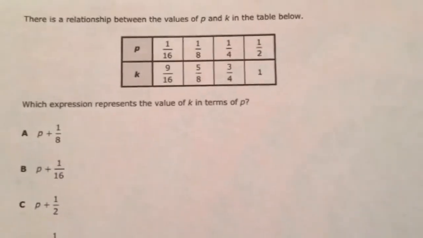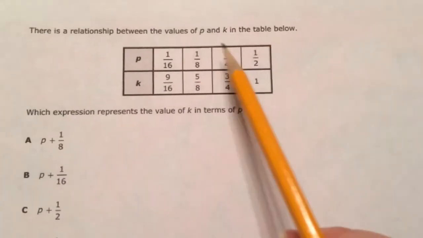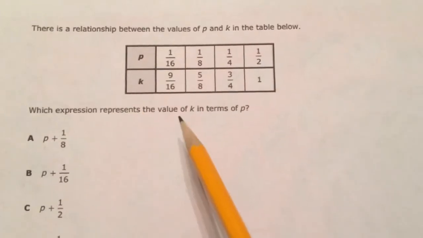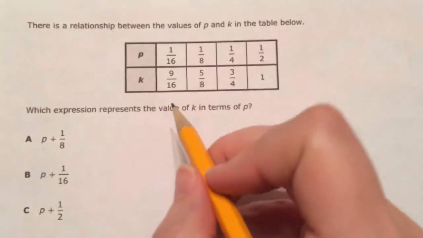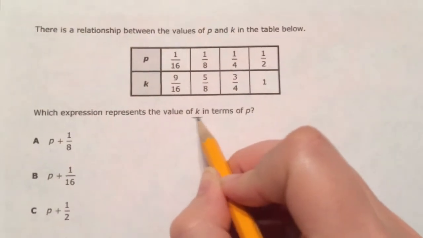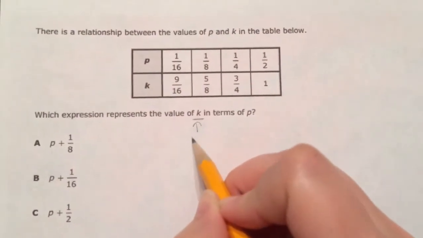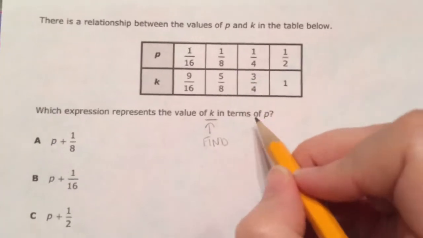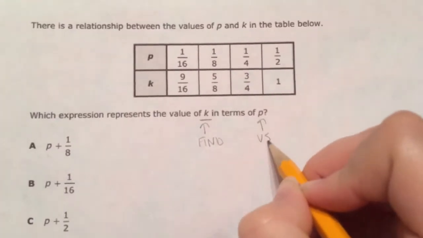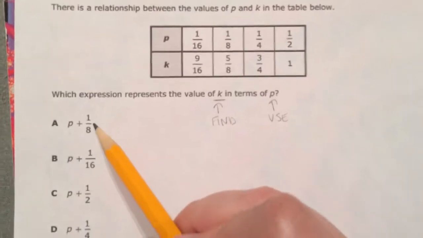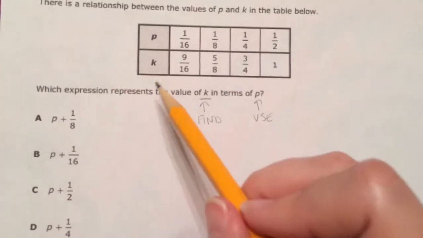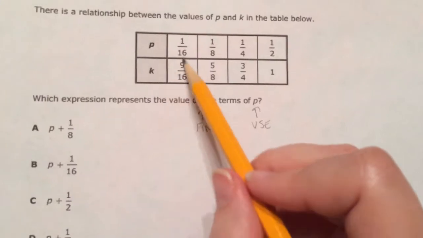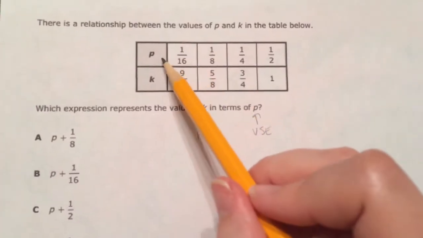So it says there is a relationship between p and k. Which expression finds k, that represents the value of k in terms of p? So what this means is, how can I find k? I want to find k, and I want to use p to do it. And as you can see, all my answer choices do something to p. They're adding something to p to find k. All right, so let's look.